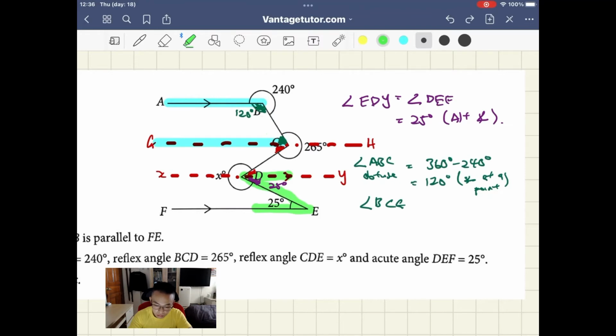Okay, this is just your interior angle. So angle BCG is equal to 180 degrees minus 120 degrees. This is going to be equal to 60 degrees. Again, you must remember your reason: interior angle.